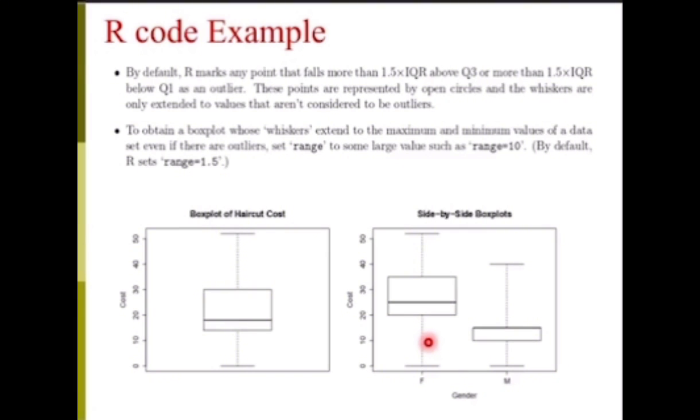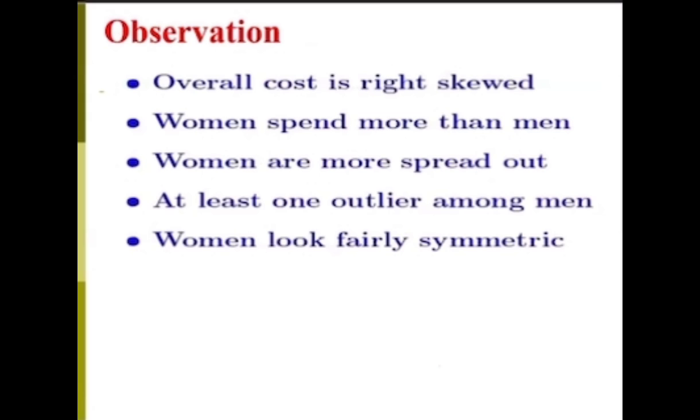So now, that is why we take a look at what we wrote. That's our observation. Overall cost is right skewed. Women spend more than men. How do I know? We compare the median. Women are more spread out. You look at least one outlier. You write your observation.